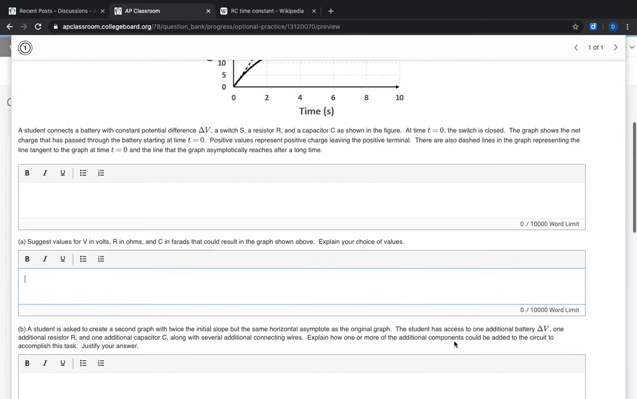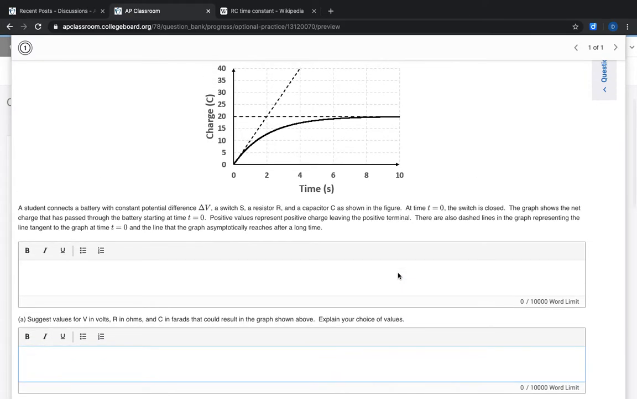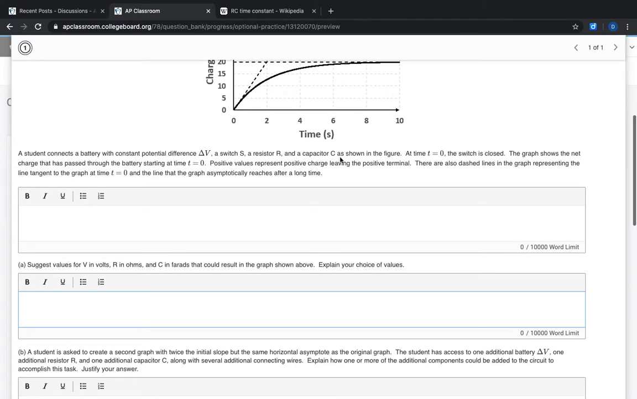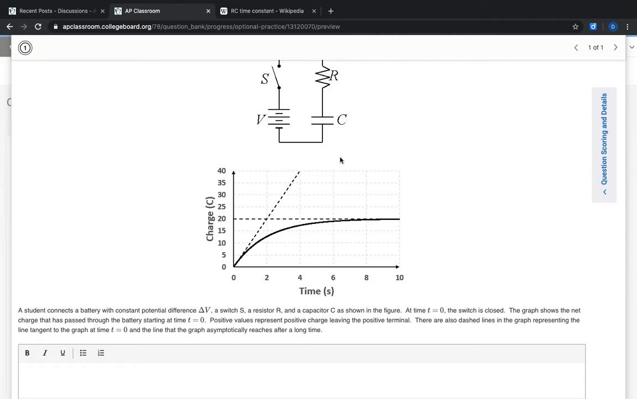Okay, so the first thing we have to do is suggest values for voltage, for R, and for C, so voltage, resistance, and capacitance that could result in the graph shown above. Explain your choice of values. Basically, we need to use this graph and the information in the diagram to come up with values for each of those things. So let's take a minute, if you haven't already, and think about how you could use this graph, or what equations we know from our equation sheet that we could use to figure this out.